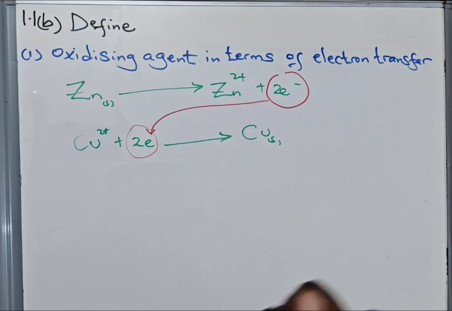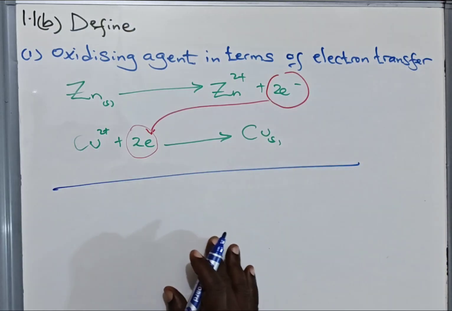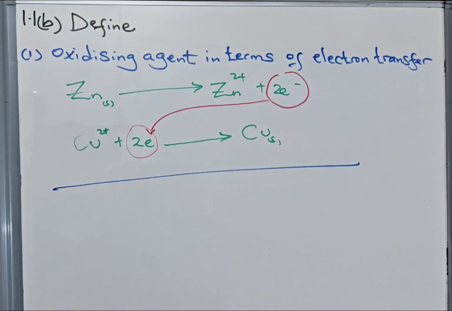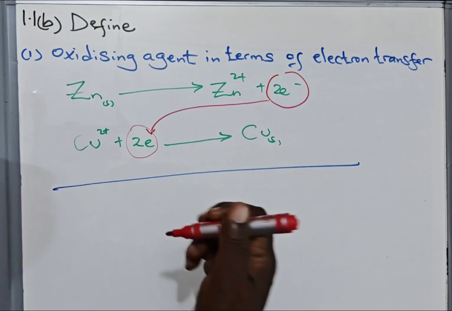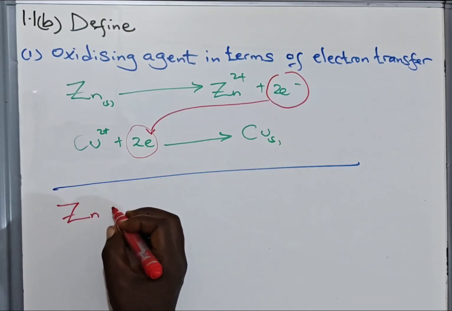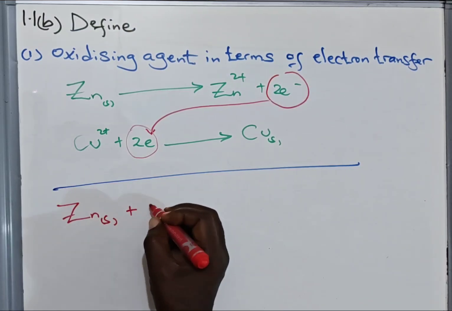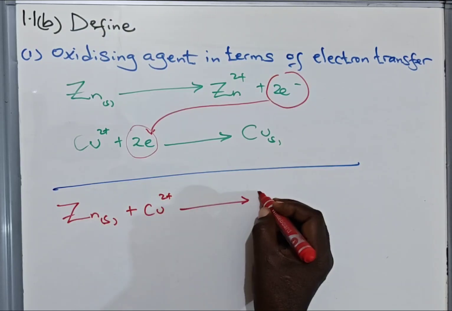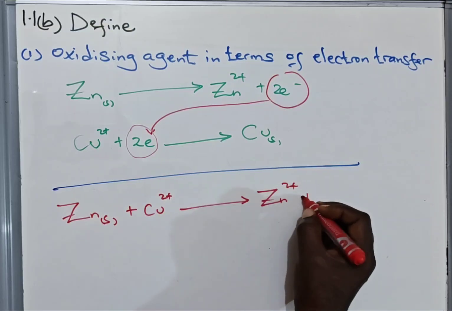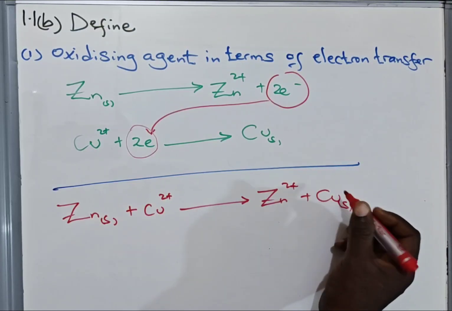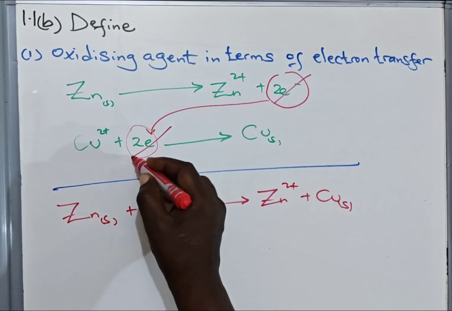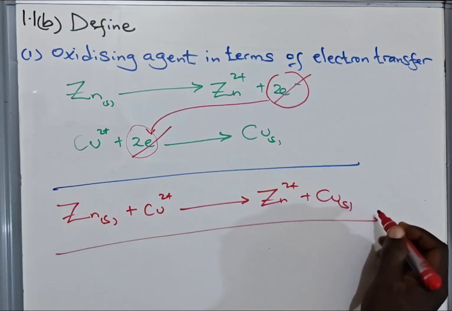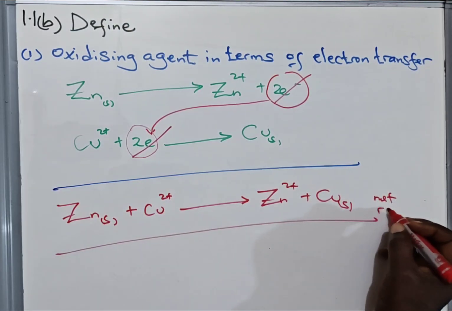To complete this, let us look at the net. We are going to have our net reaction as zinc solid plus copper 2 plus, giving you zinc 2 ions plus copper solid. Electrons have been left out because they are going to cancel. Those which are lost here are gained here. They don't appear anywhere in our net reaction. This is our net or resultant.